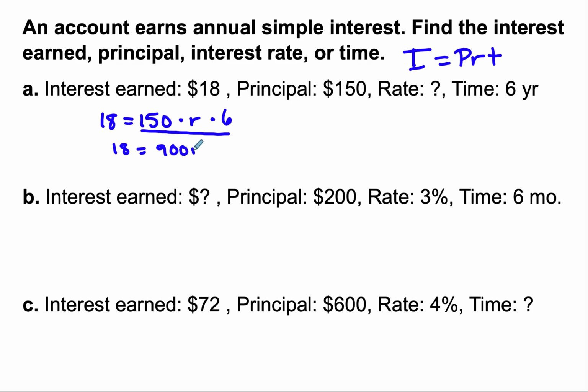You always multiply the things that are on the same side of the equation together first, once you've written your equation. Then we're going to divide both sides by the number in front of the variable. For this one, it's 900. So we do 18 and we divide by 900 and we get 0.02, 2/100. That's the decimal for the rate, that's not the percent. So our percent here is going to be 2%.